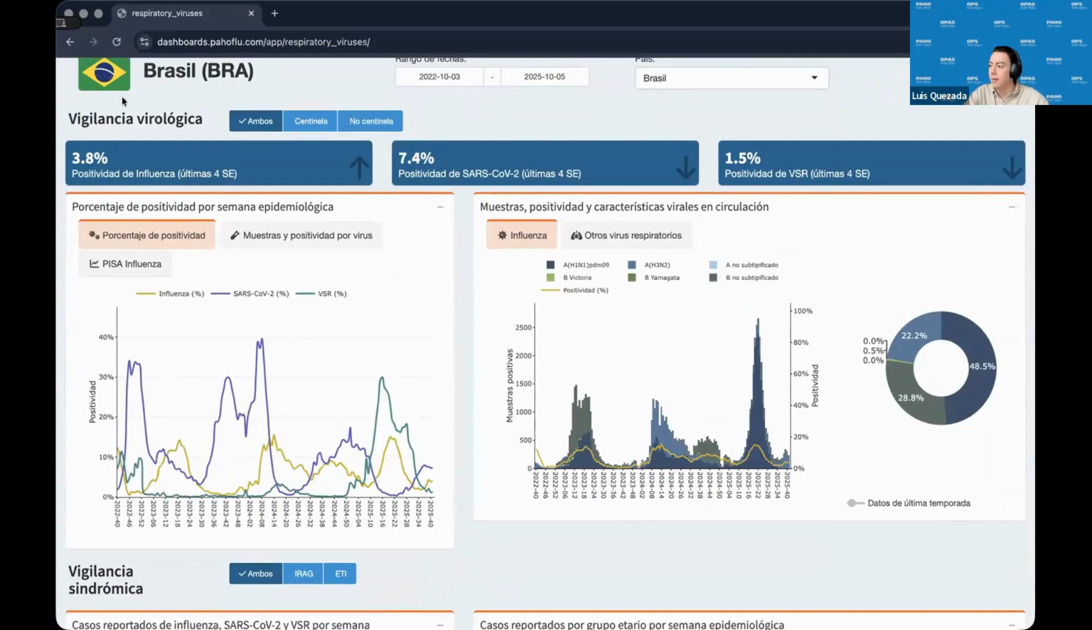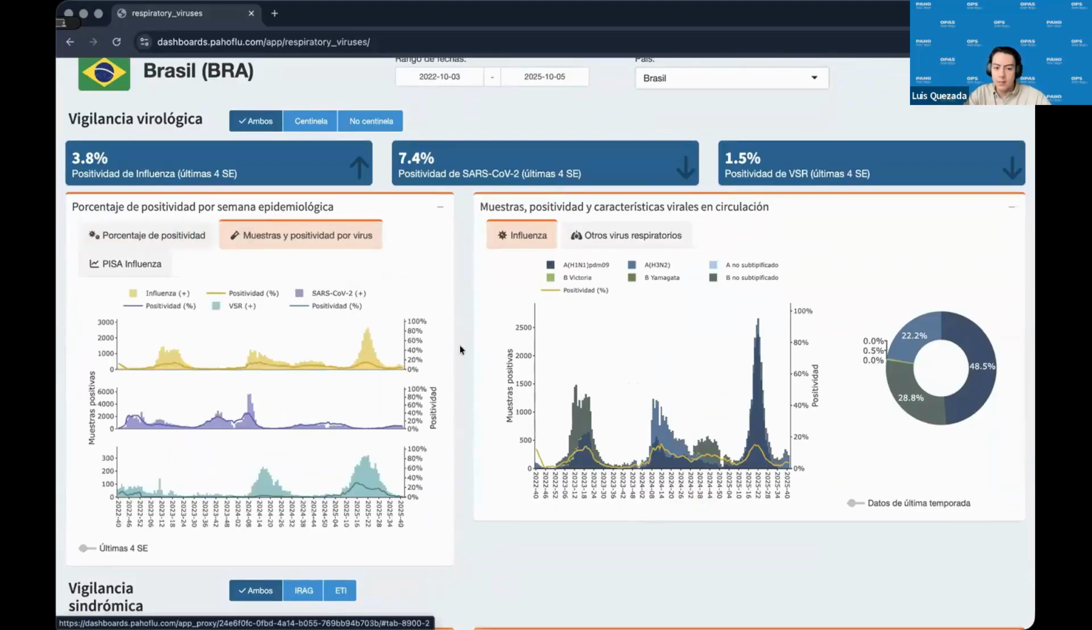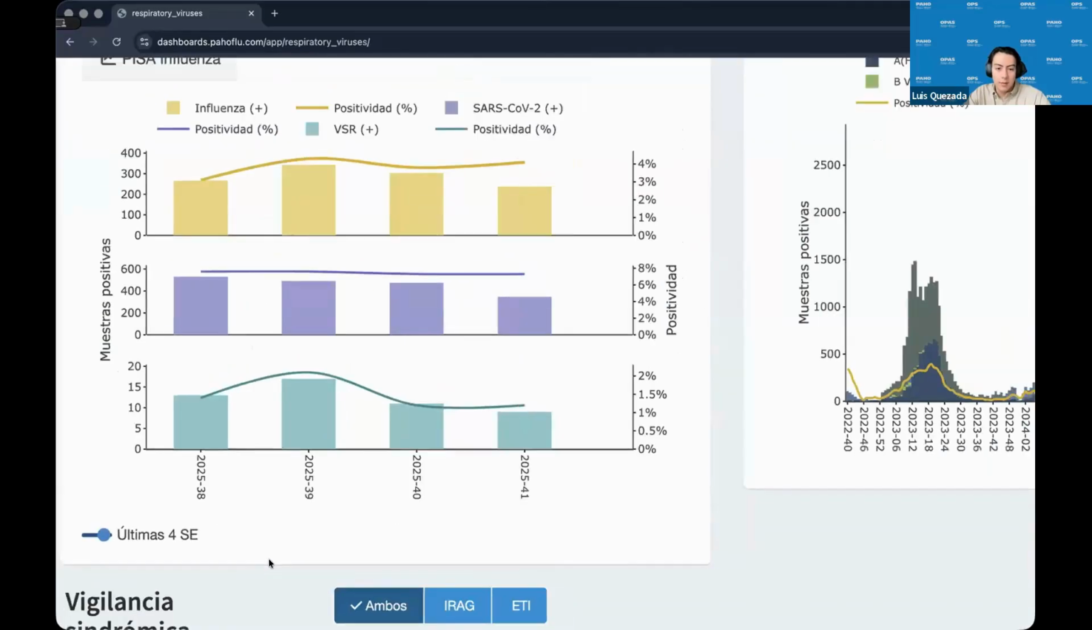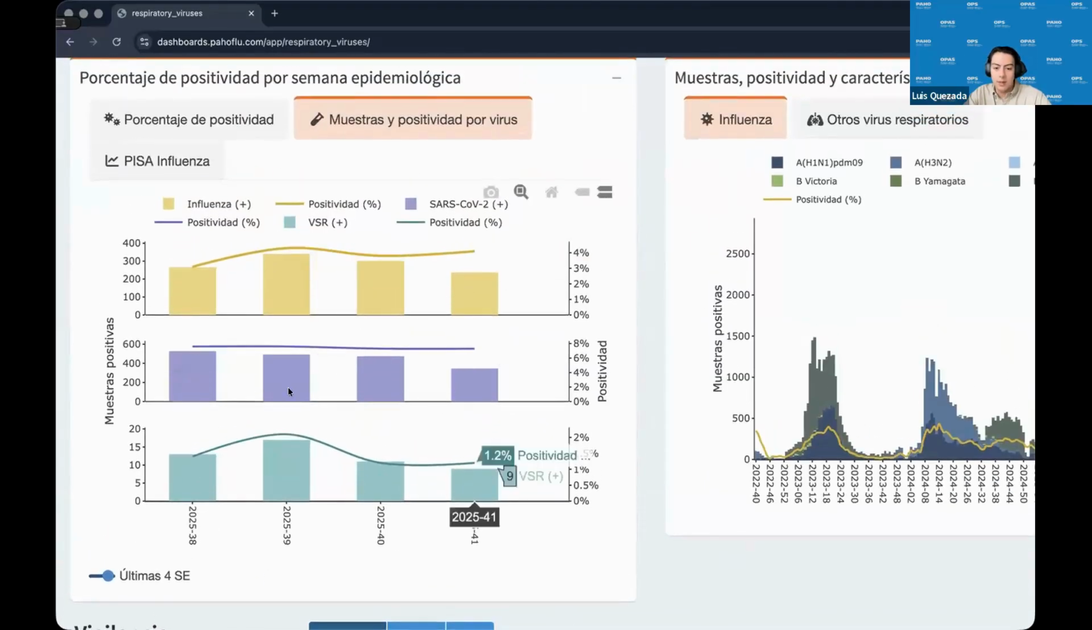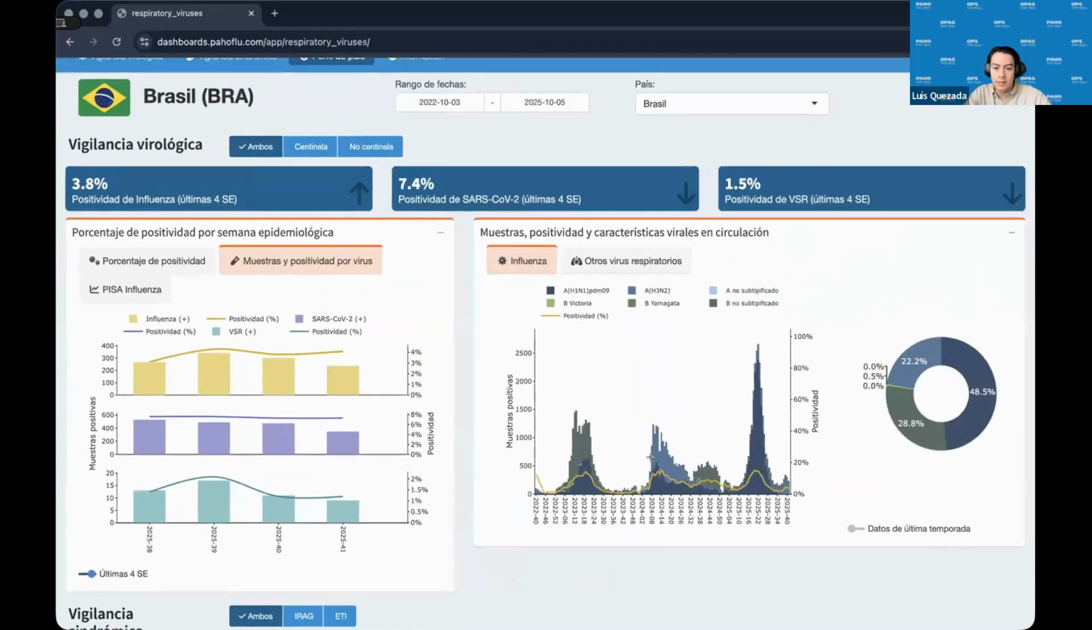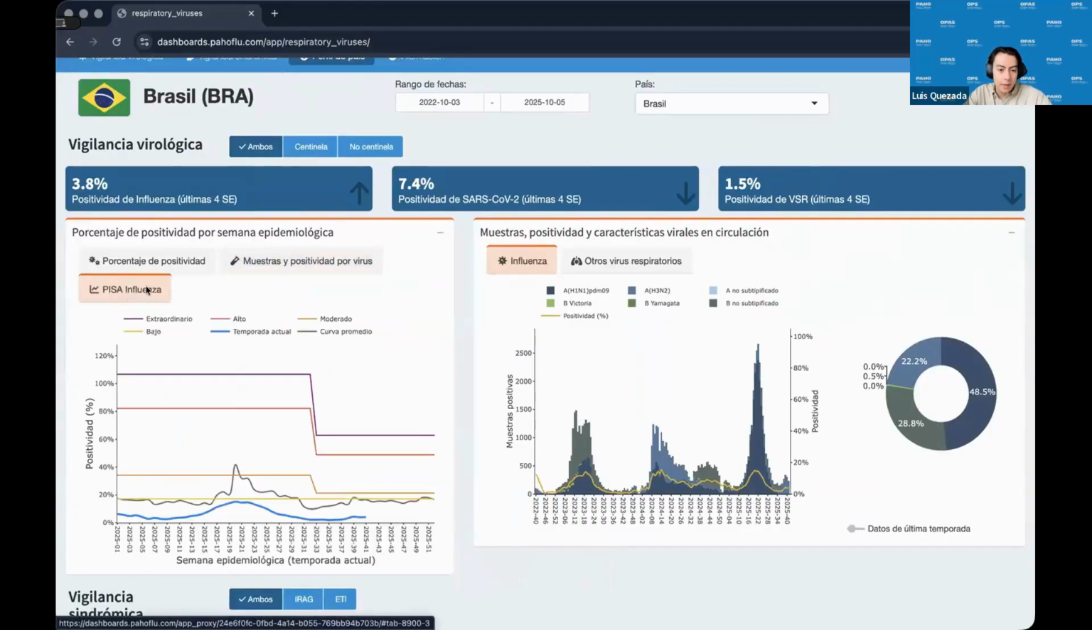On the left-hand side, we can choose for a specific country positiveness for the 3 viruses, but we can also activate a panel that allows us to show the samples and positiveness on the same graph, and we can even use this filter for the last 4 EWs that shows the data for only the latest 4 EWs that is shown in these blue boxes. That's the trends in the last 4 EWs.